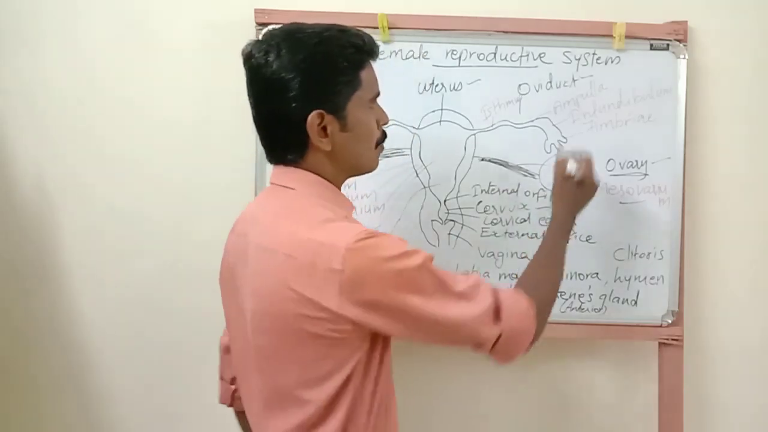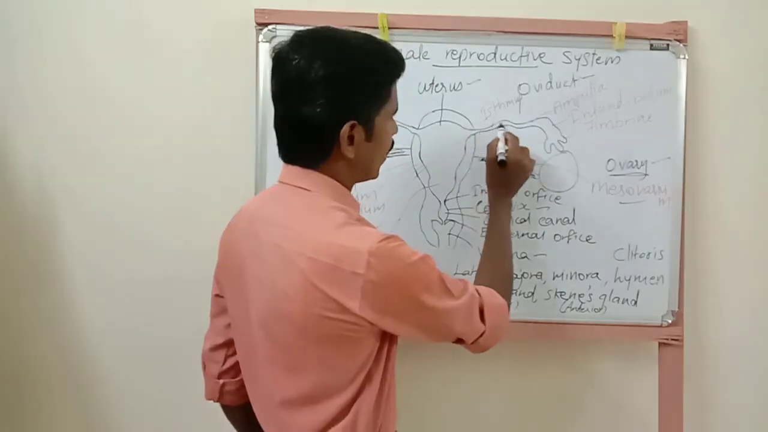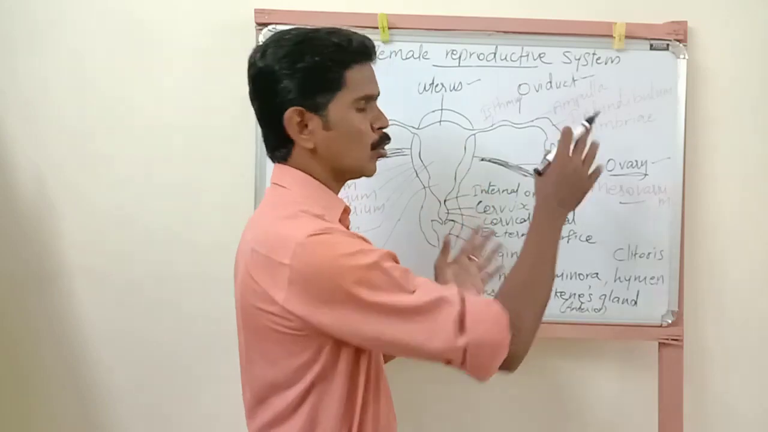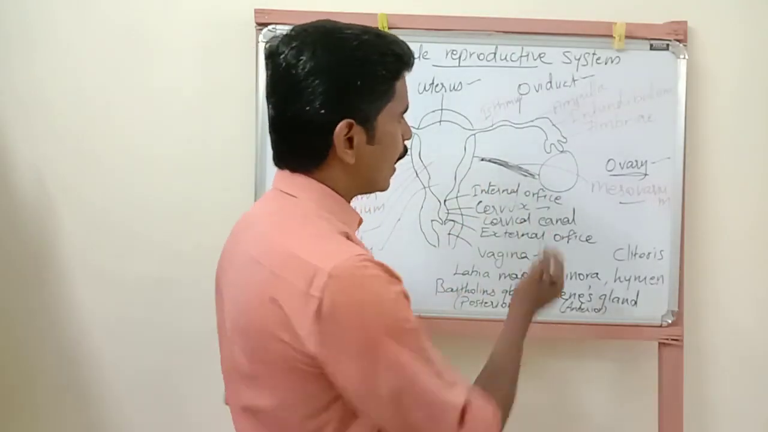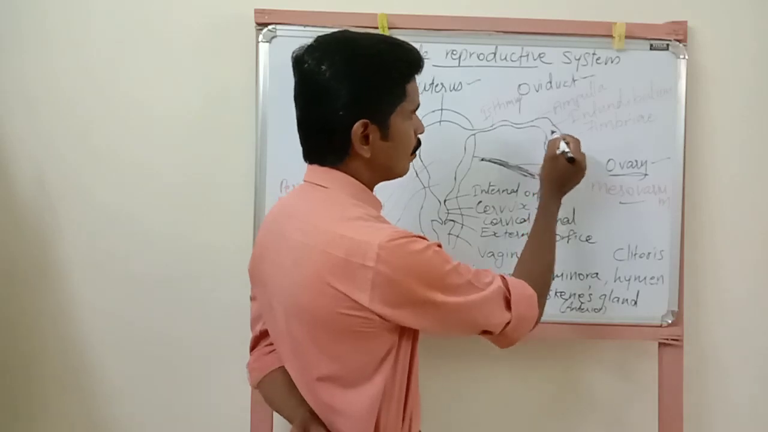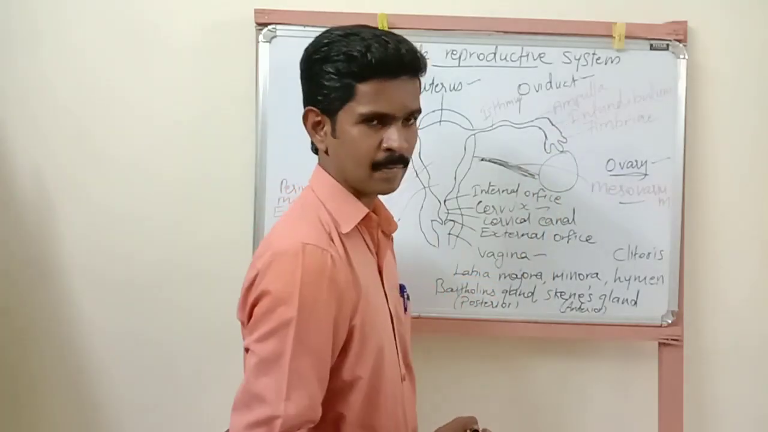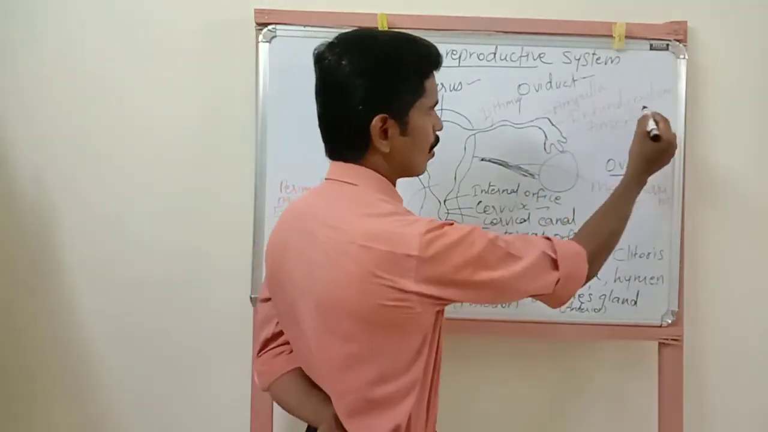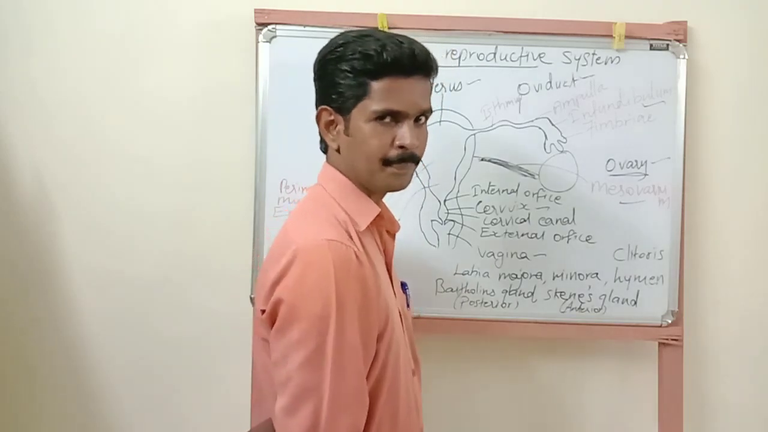Then the second important organ is the oviduct. This is the oviduct. Oviduct means tube. It's a very long tube-like structure. It has some parts, some regions. One end of this oviduct has a funnel-shaped structure. This region is called infundibulum.